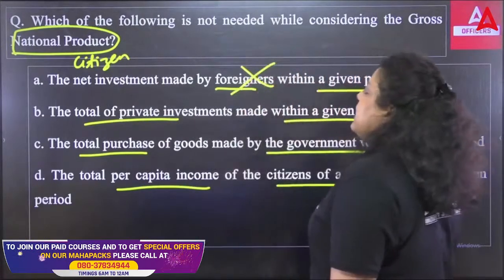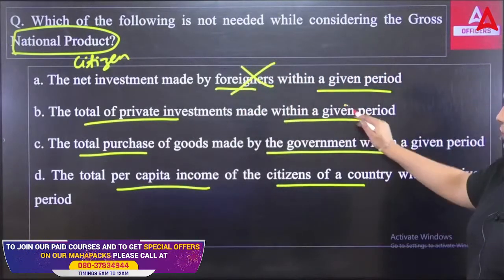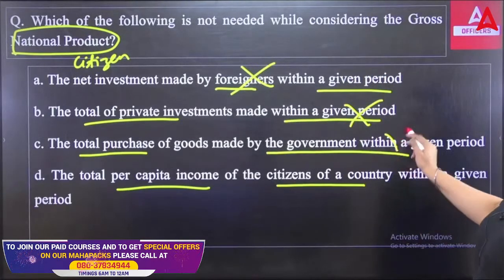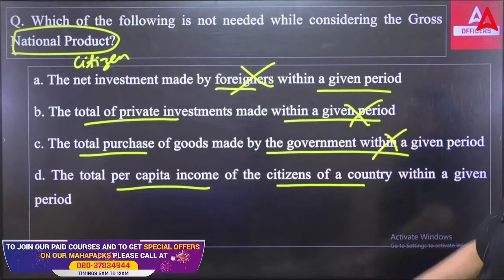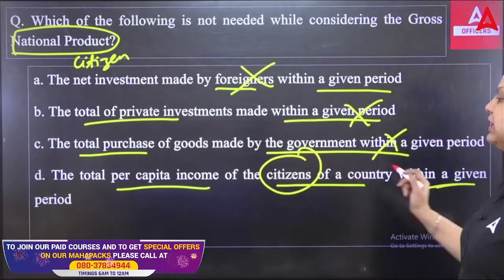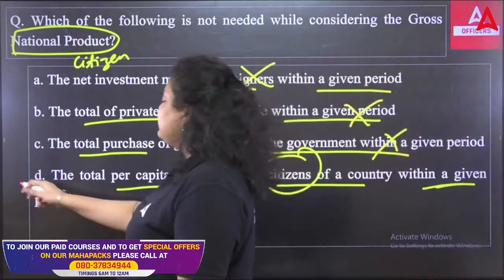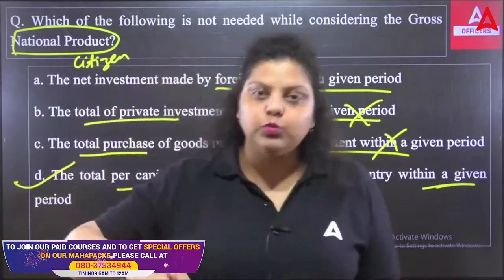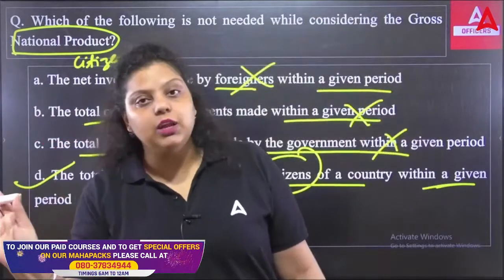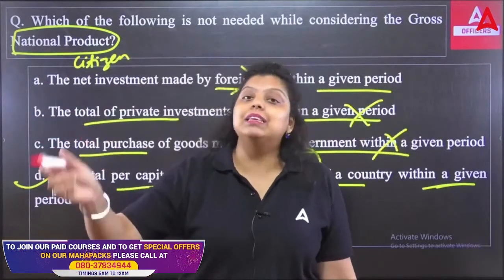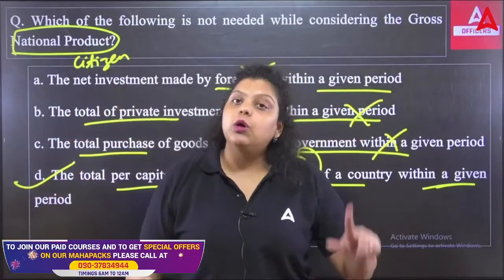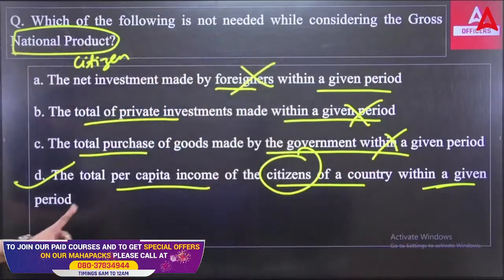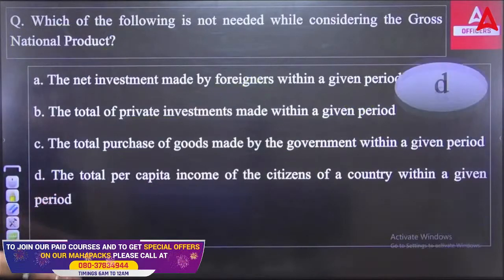Second, the total of private investment made within a year? No. The total purchase of goods made by the government within a year? Obviously not. The total per capita income of the citizen of a country within a given area? This is right. Because GNP means money value of all final goods and services produced by the citizens of a country within or outside the geographical boundary of a country; that is known as GNP. Okay, so the right answer will be D option.